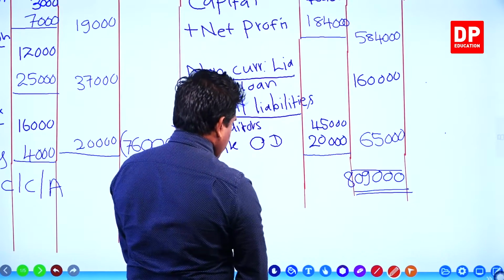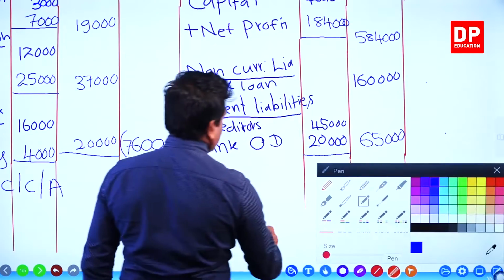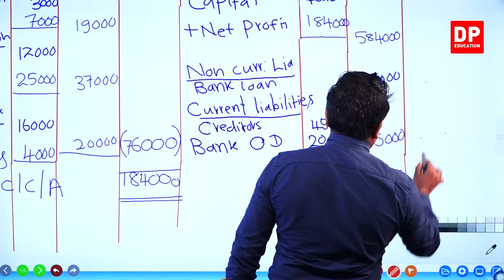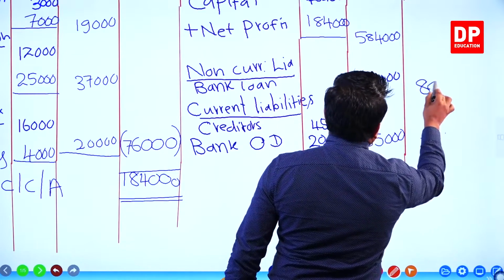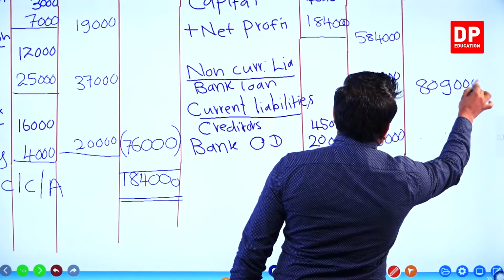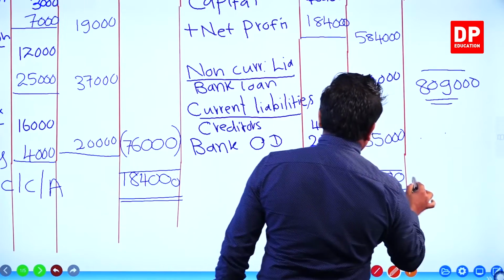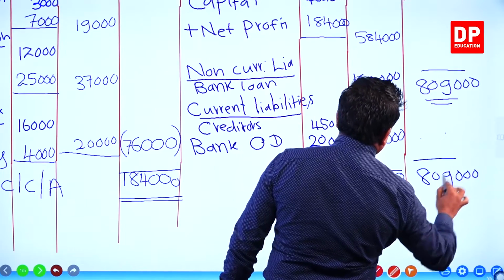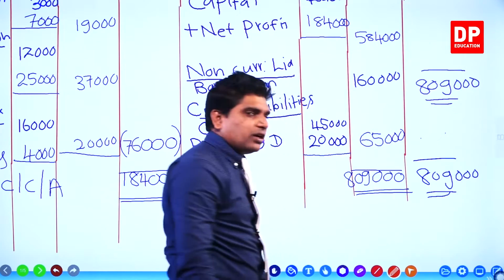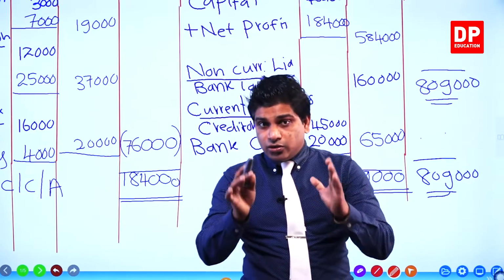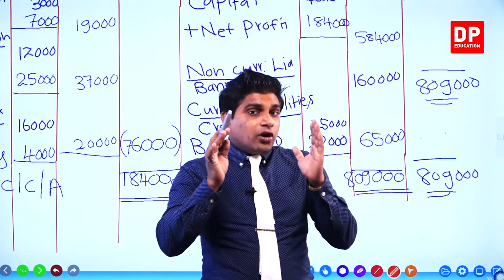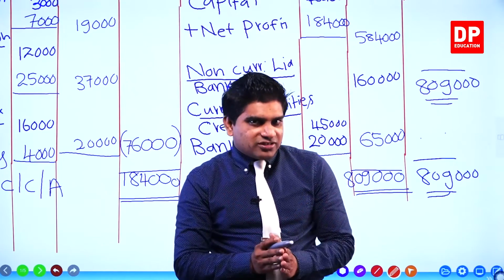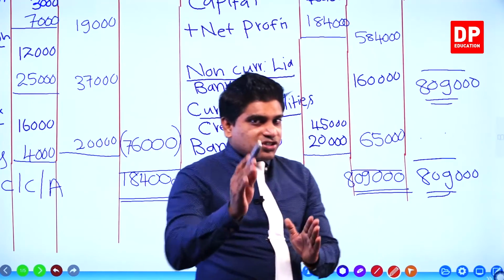Now you can see here the asset side. How much? Above, you got 809,000 total assets. Tell me now, capital plus liabilities also 809,000, the same answer. According to the accounting equation, as you know from grade 10, total assets should be equal to capital plus liabilities, right? Now this question is finished.